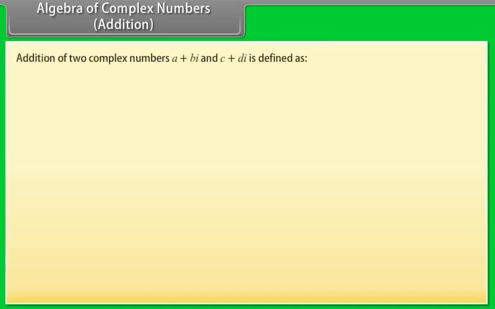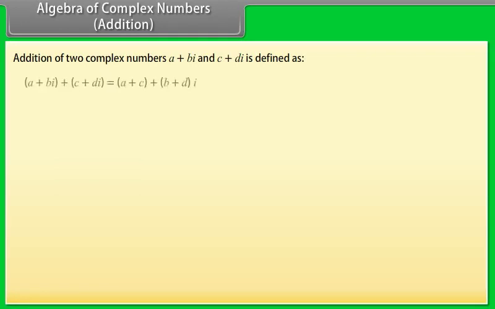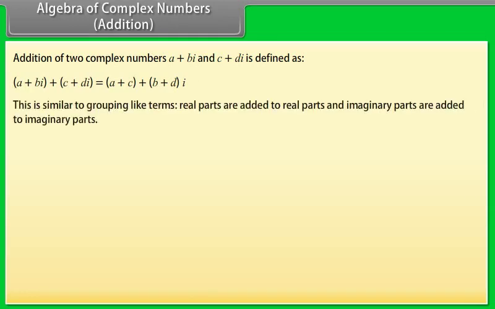Algebra of complex numbers. Addition. Addition of two complex numbers a plus b iota and c plus d iota is defined as (a plus b iota) plus (c plus d iota) is equal to (a plus c) plus (b plus d) iota. This is similar to grouping like terms. Real parts are added to real parts and imaginary parts are added to imaginary parts.